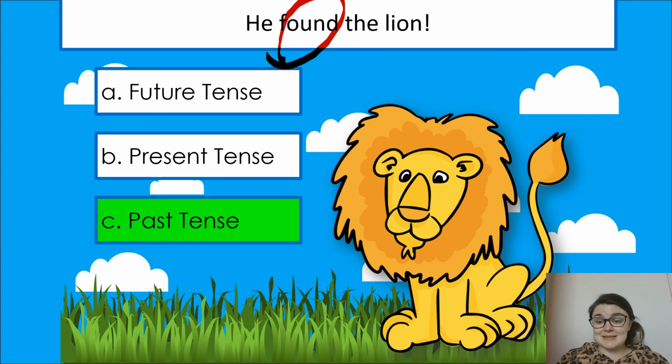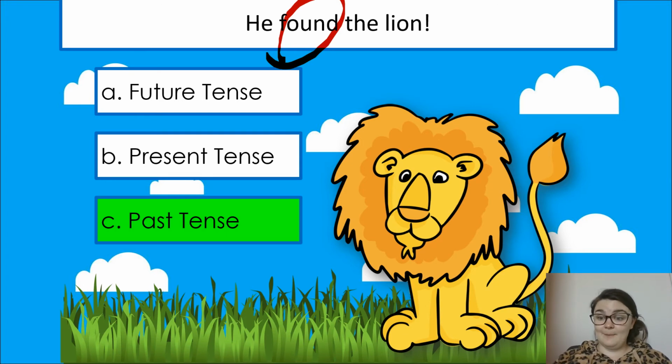Found is a past tense verb. That is something that happened yesterday or a week ago. It didn't happen right now. So the word found is past tense. It's also irregular because I didn't say finded. I didn't finded the lion.